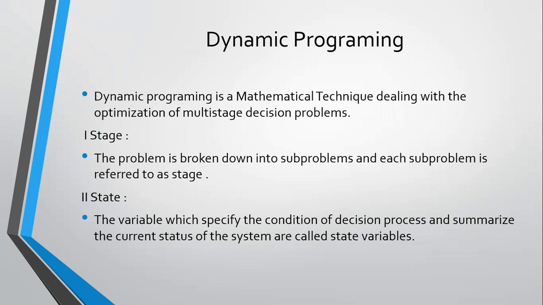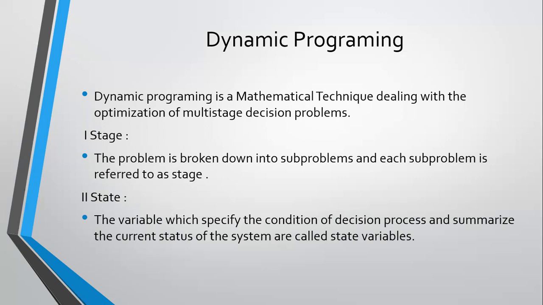Before moving to the next slide, there are variables that should be initialized in solving a problem related to dynamic programming. One is a stage variable, the other one is a state variable. So the first one is a stage variable. If I have a large size problem, we can break down the larger problem into a small number of branches or subproblems, and each subproblem is referred to as a stage. Then, what is a state variable? A variable which specifies the condition or the current status of the system, we call it a state variable.